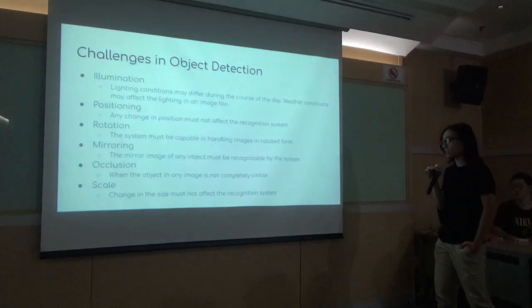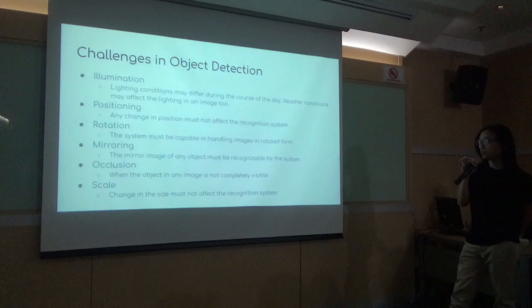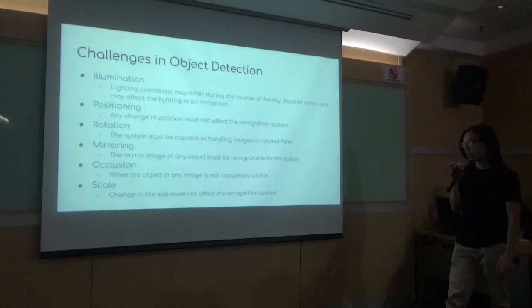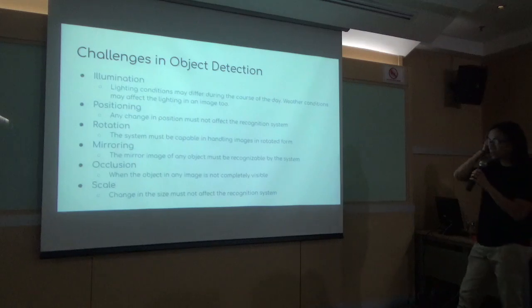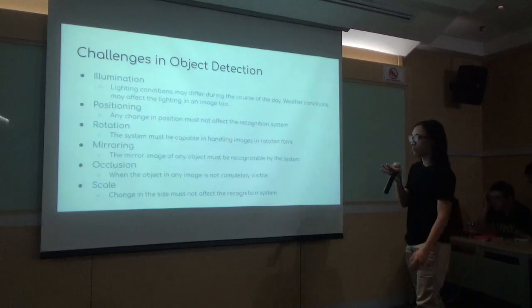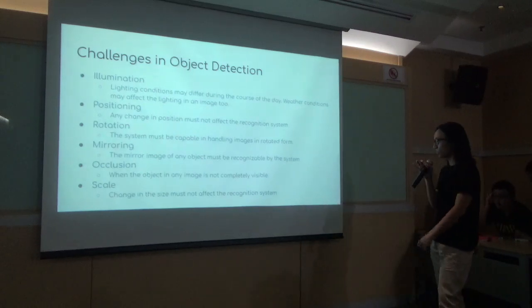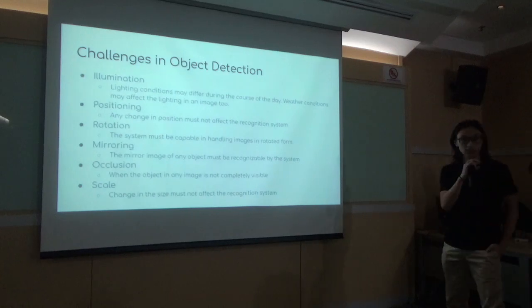The challenges in object detection: the first one is illumination. If you have lighting from a light or the sun, it may disrupt the bounding boxes and may cause not so accurate predictions. Then also positioning. An object that is recognized in the usual front position might not be recognized if positioned vertically or horizontally. Rotation also plays a part in this. Mirror images are also harder to detect. There are also occlusion and scale, which are all challenges in object detection.